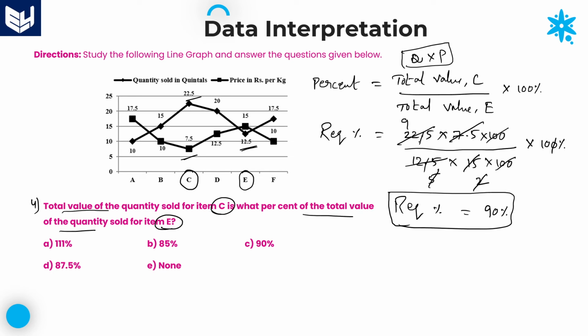Here the meaning of this particular question is that the total value of item C is 90 percentage of the total value of item E. That is, 90 percentage is the required answer. Among the options, 90 percentage is there at option C. Therefore, our required answer is option C.